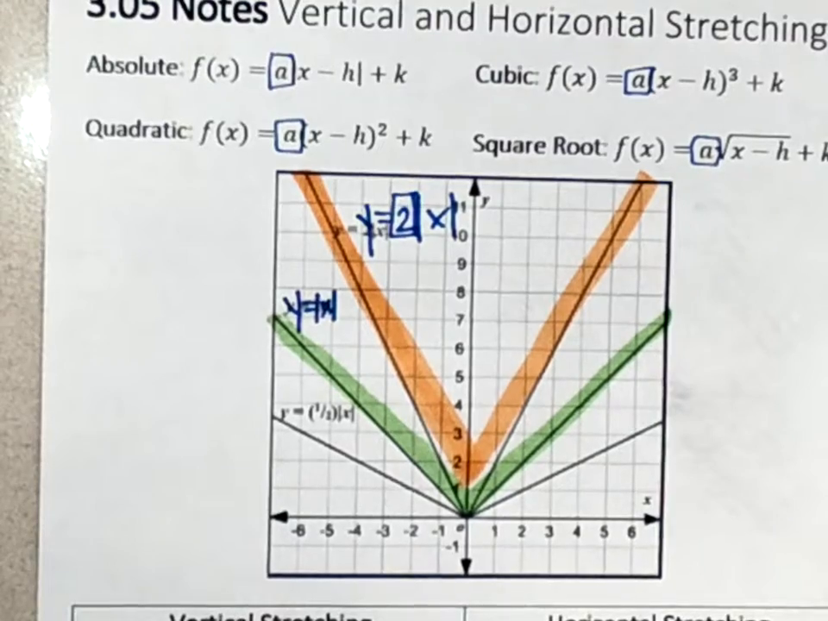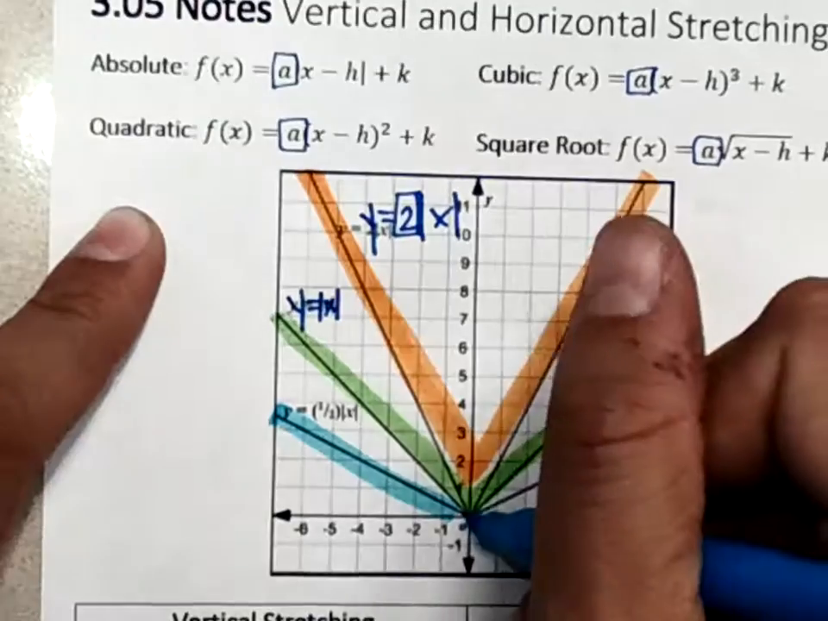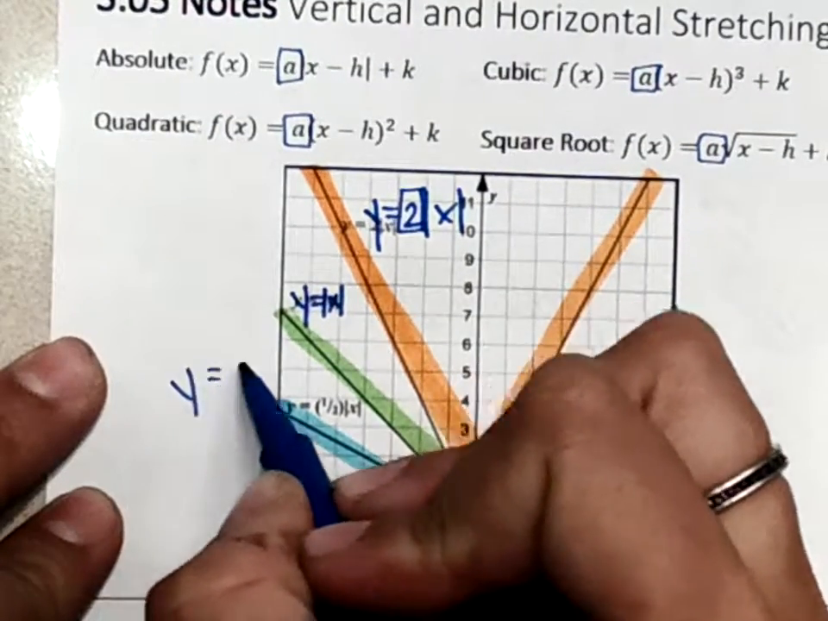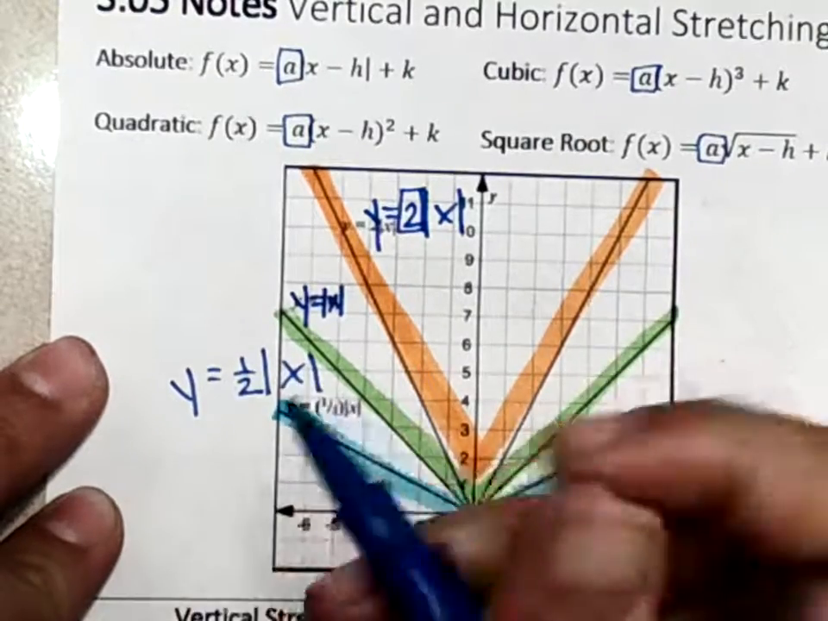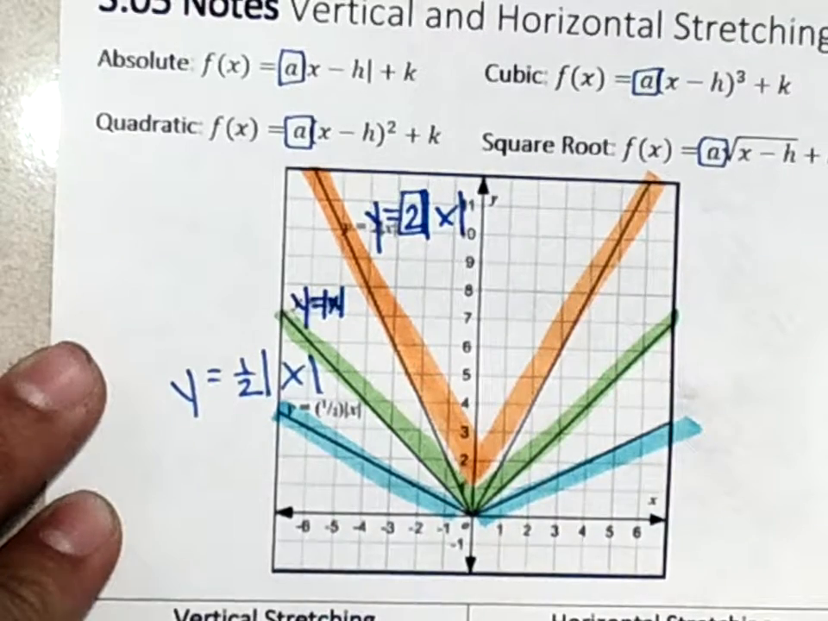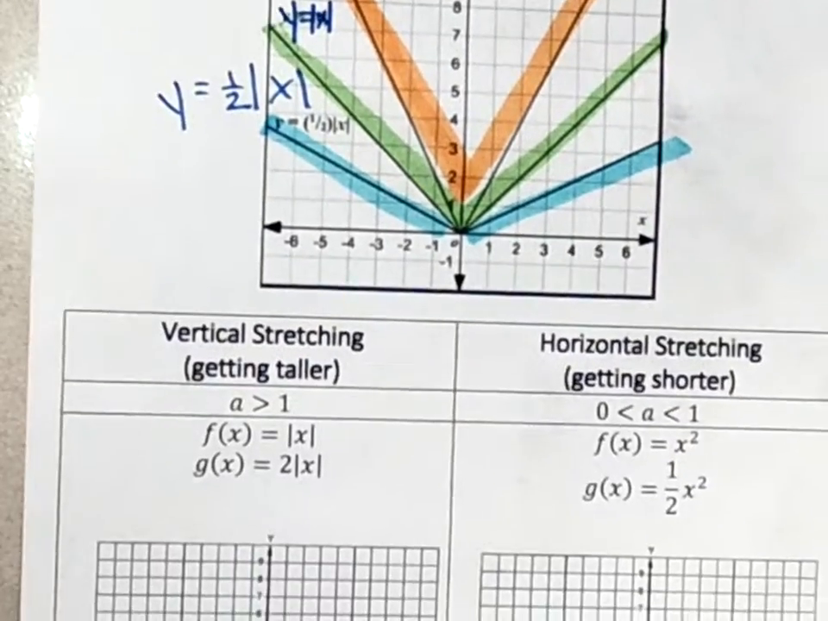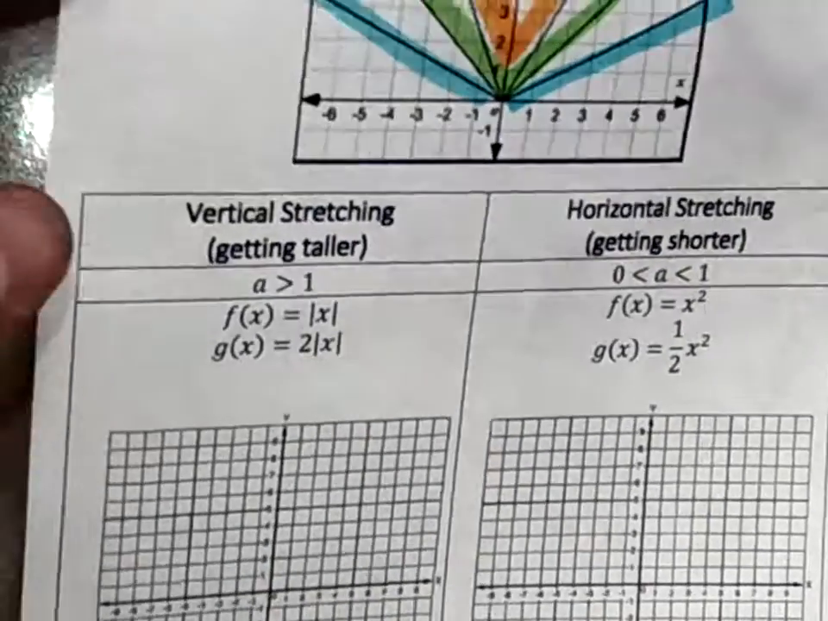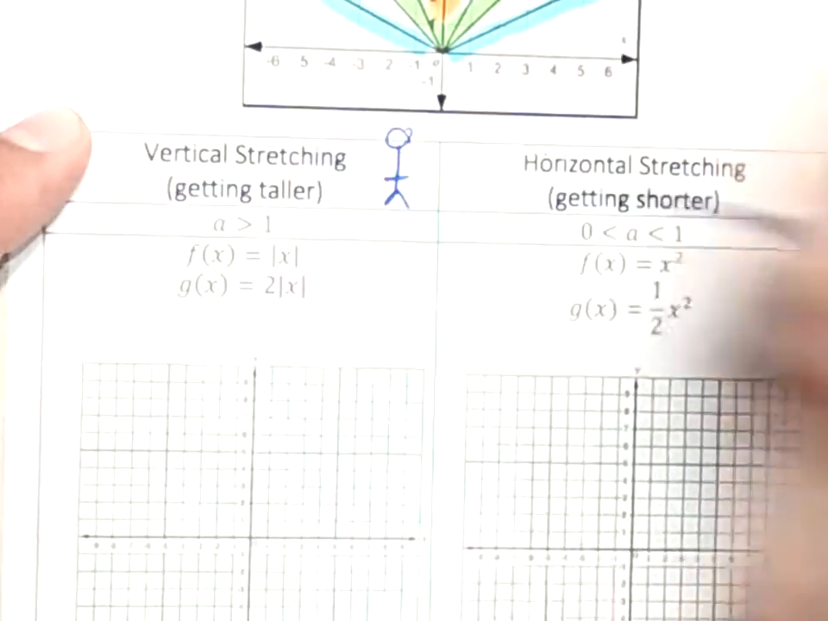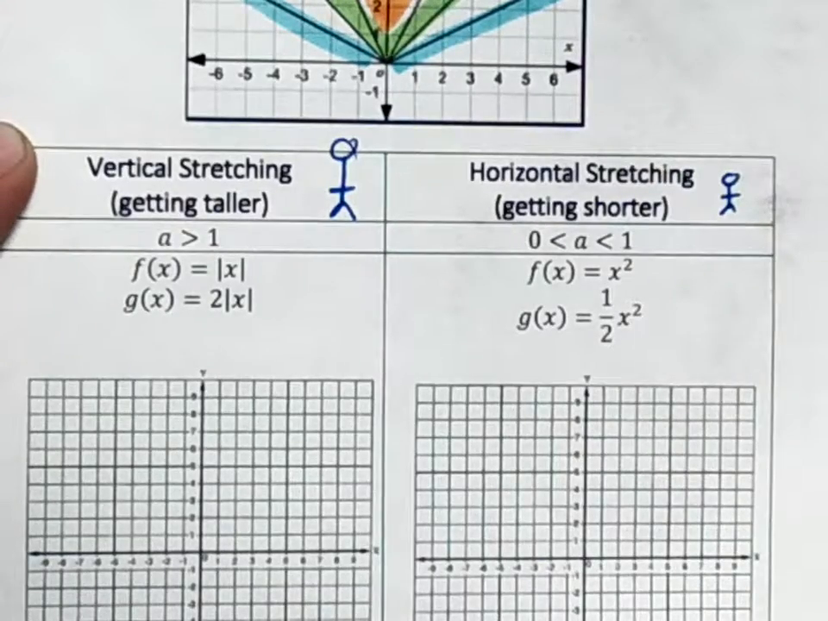Lastly, we have our third function, which is shorter than the parent function. And the reason for that is because our a, or our coefficient in this case, is smaller than 1. So it's between 0 and 1. 1/2 is between 0 and 1, therefore it's going to make our function shorter. So if we go down to these two examples, we're going to do an example of vertical stretching where things become taller and horizontal stretching where things become shorter.